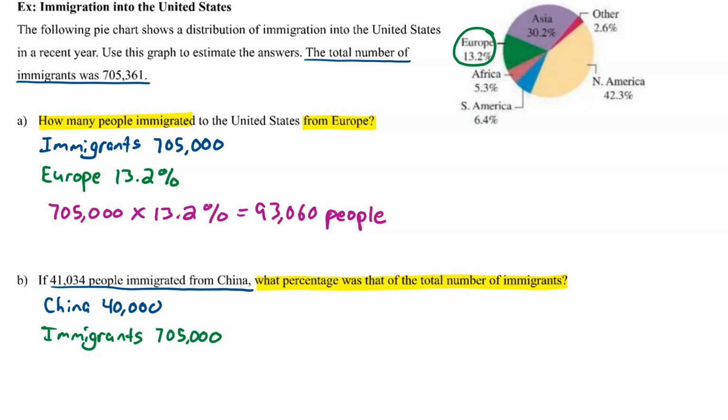Now we are looking for the percentage, so we are actually going to divide. We're dividing the number of people that came from China by the total number of immigrants. So that gives us 0.0567, which is approximately 5.7%.